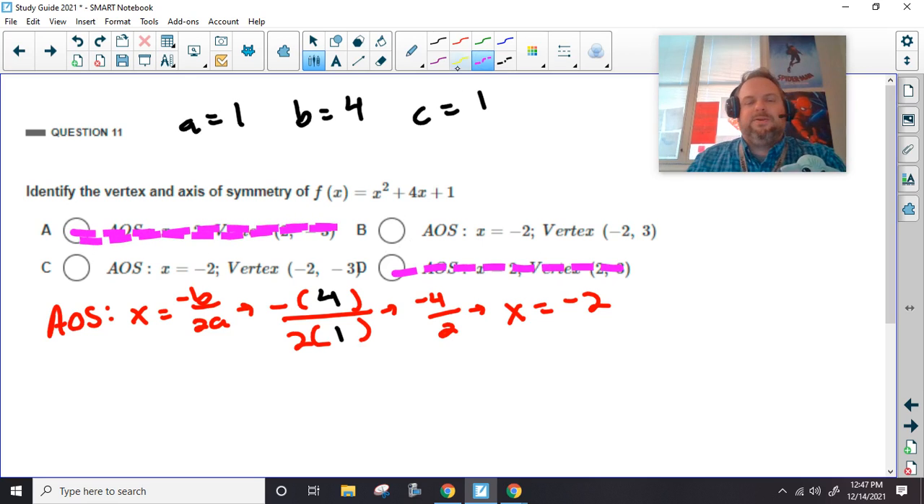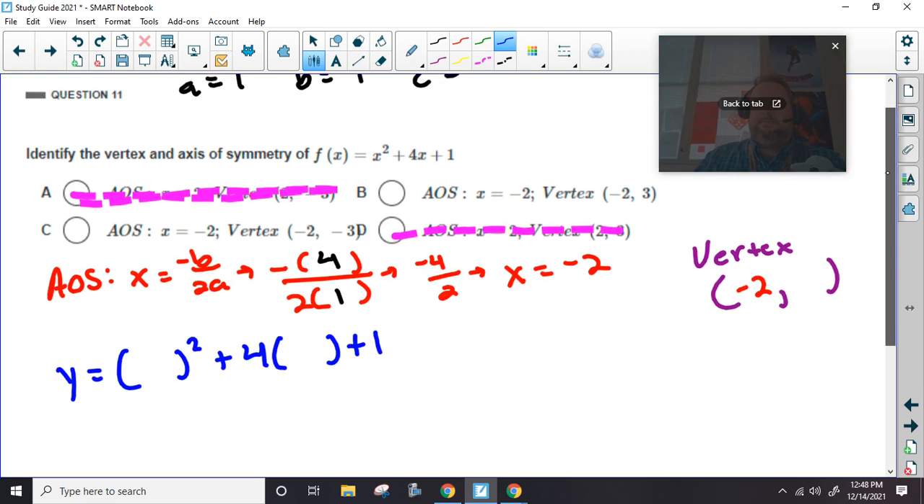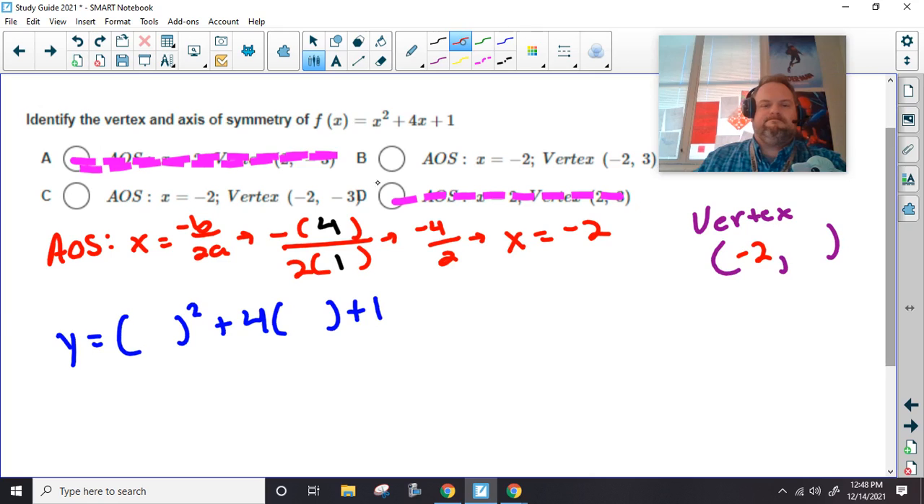All right. So those two are gone. Now we need to find our vertex. We know we're going to have a negative 2. We just don't know the other number. Well, to find that, we have to find the y. So we take this, and everywhere we see x, we're going to plug in negative 2. And this is easy with your calculator.